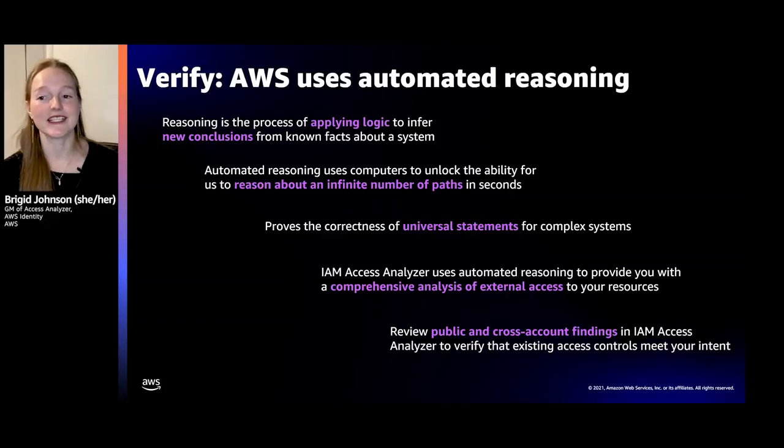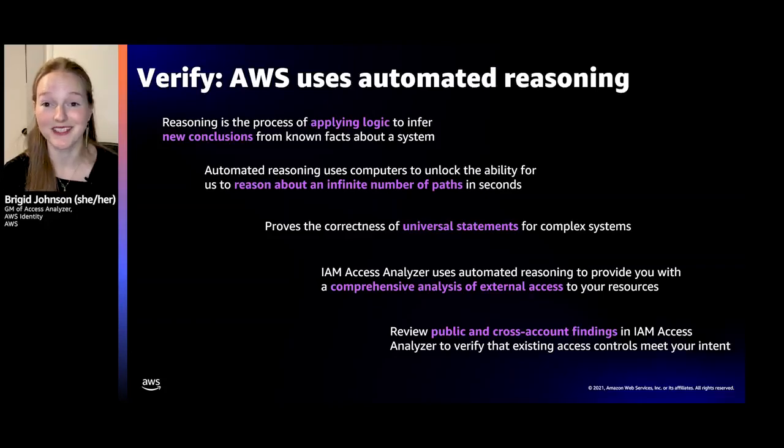Essentially, reasoning is the process of applying logic, and we can infer new conclusions from known facts about the systems. When you automate it, you can reason about an infinite number of paths, which allows us to make universal statements about your external access. And this is a comprehensive analysis because there are so many paths of permissions. With that, we turn it into public and cross-account findings in Access Analyzer.